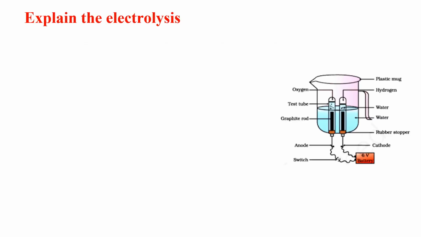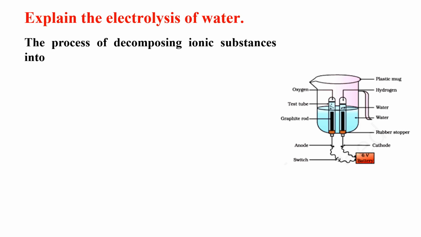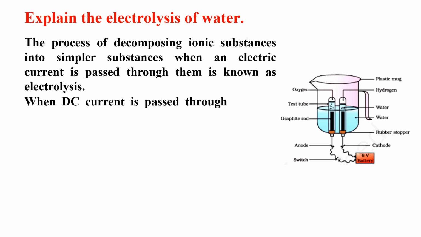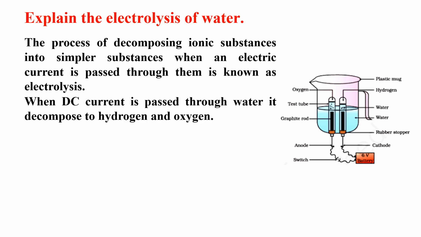Explain the electrolysis of water. The process of decomposing ionic substances into simpler substances when an electric current is passed through them is known as electrolysis. When DC current is passed through water, it decomposes to hydrogen and oxygen. The overall reaction is as follows.